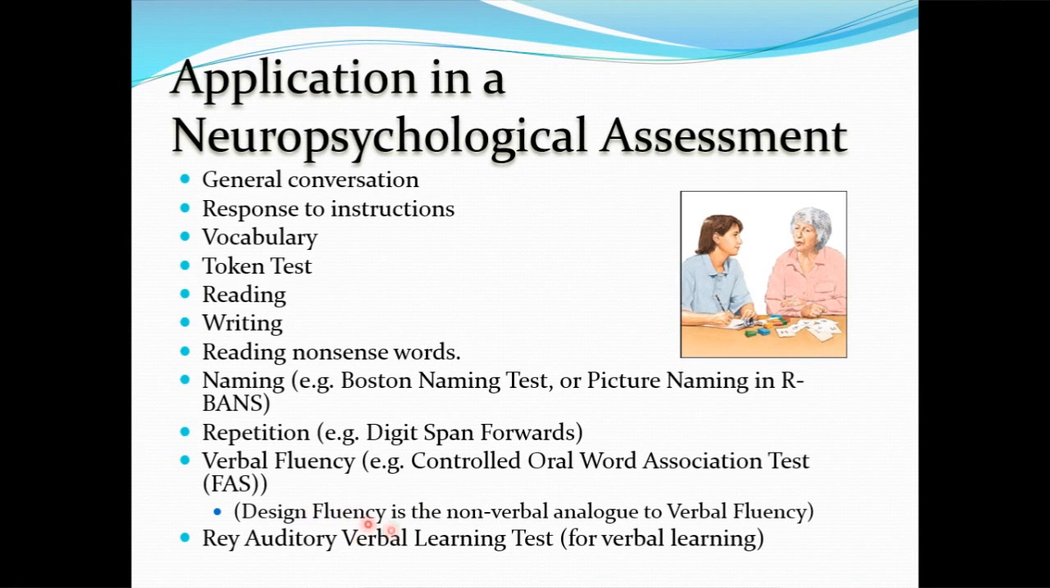Just a little note, remember that design fluency is a non-verbal analog to verbal fluency. Why I put that in is it's useful sometimes to test non-verbal fluency, like design fluency, to see is it a language problem this person has, or is it a general frontal lobe problem? Because both verbal fluency and design fluency are in the frontal lobe. They're functions of the frontal lobe. And then, of course, the Rey Auditory Verbal Learning Test is useful for verbal learning as well.